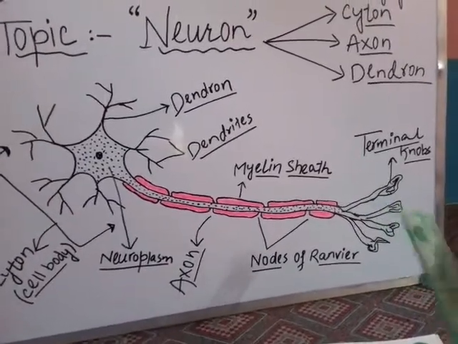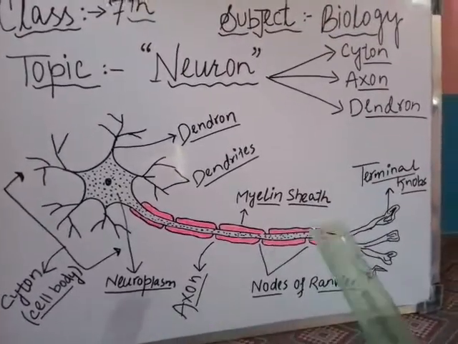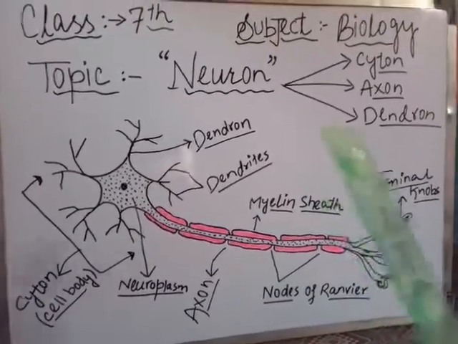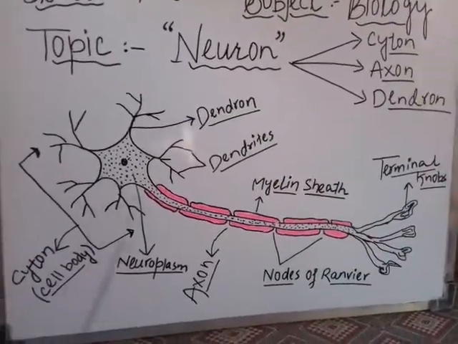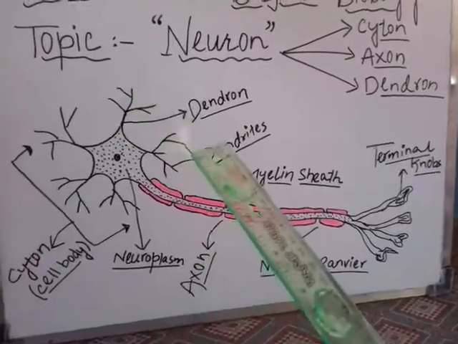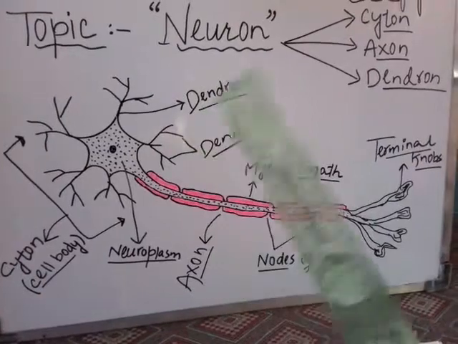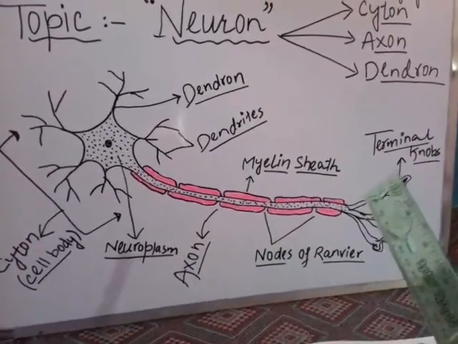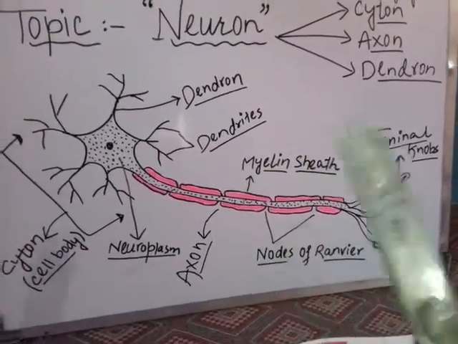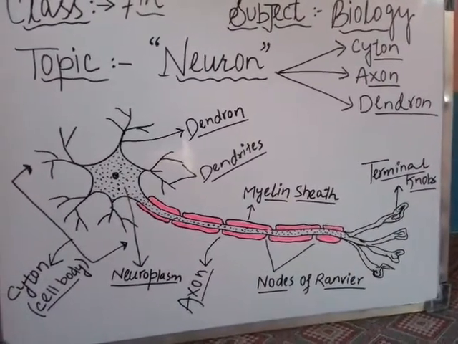The function of terminal knobs, myelin sheath and nodes of Ranvier is beyond the scope of your standard. You will inshallah study these things in your higher classes. So this time you just remember that a neuron has 3 parts: cyton, axon and dendron. Cyton is the main part. From the cyton arise some short fibers called dendrons. From the dendrons arise dendrites. From the other side of the cyton arises a long fiber called the axon. The axon is covered by a case called the myelin sheath. In the myelin sheath there are some nodes called nodes of Ranvier. So this is all about the structure of the neuron.